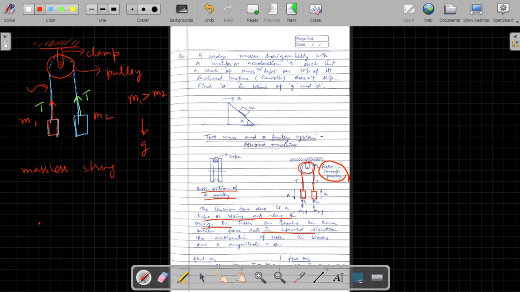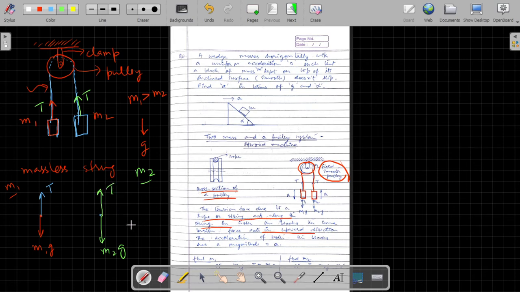We have a mass m1 and we will be taking the gravitational force on mass m1. So first we will be studying the m1 mass. The gravitational force on m1 is m1g, and the tension acting on m1 is an upward force, tension T. Similarly, let us draw the diagram of mass m2. The gravitational force on mass m2 is downwards and the tension force on mass m2 is upwards.